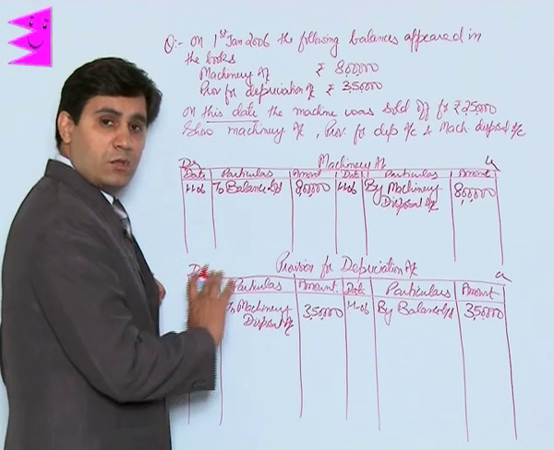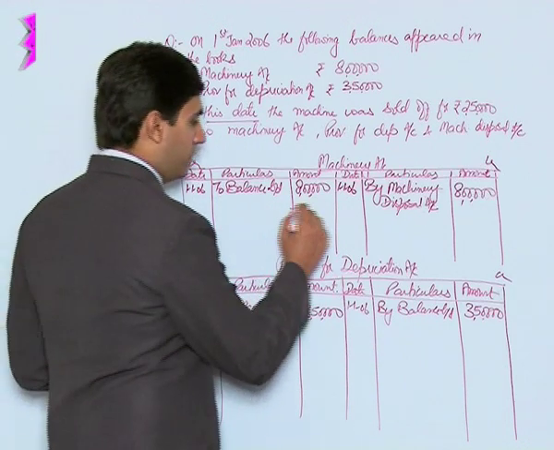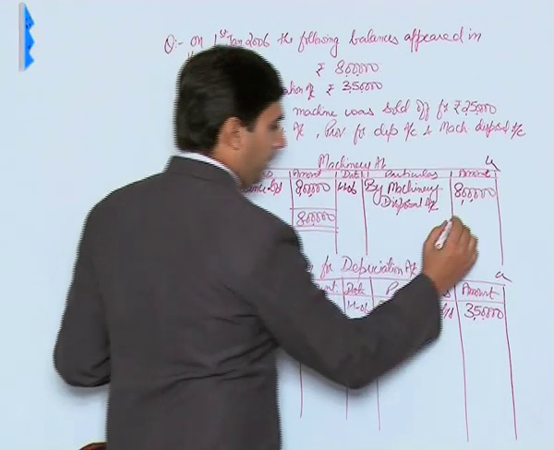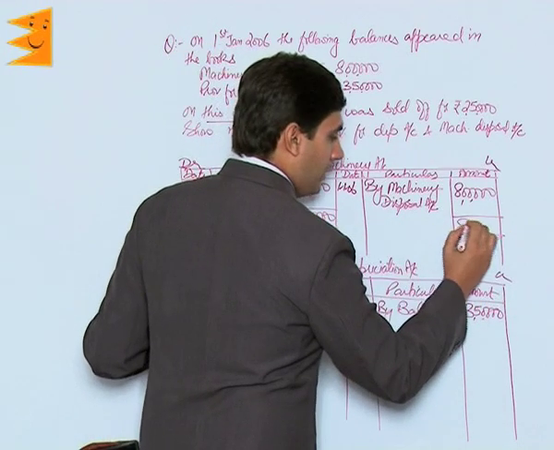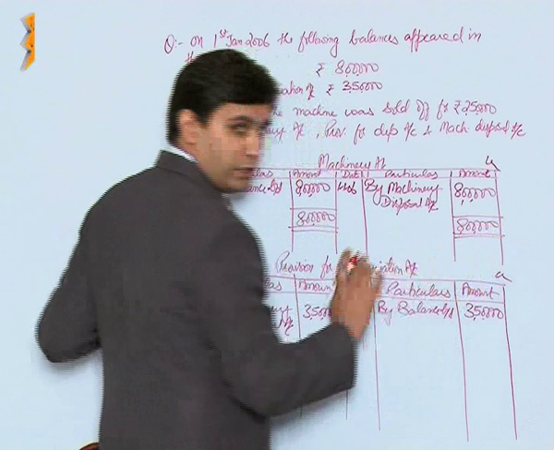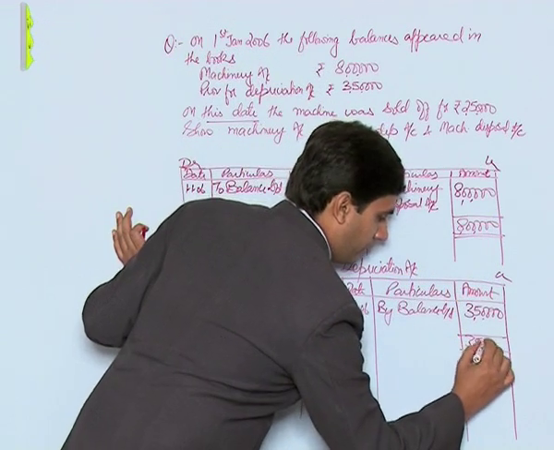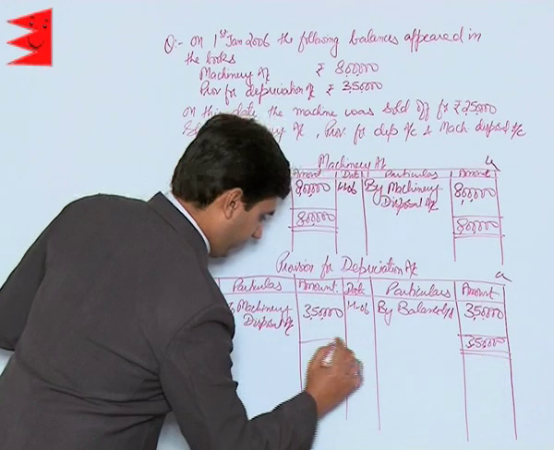After this, there is no other balance in these accounts, so they will tally out and there will be no balance remaining. That is, these accounts would be closed now. 350 here and 350 here.